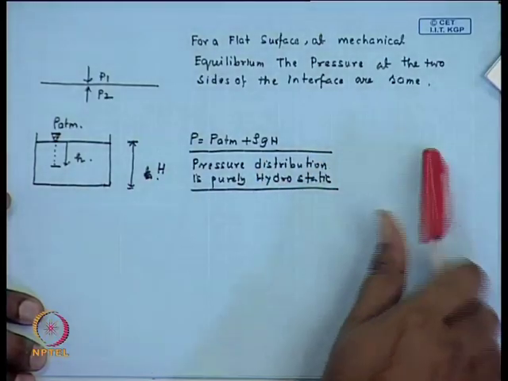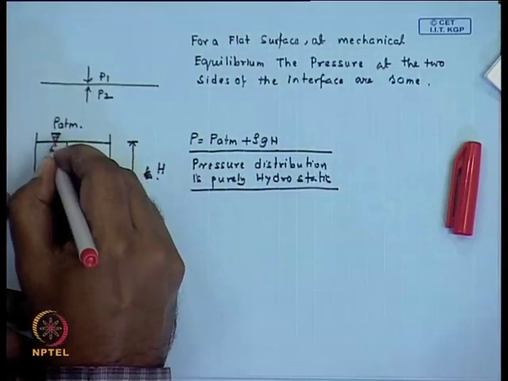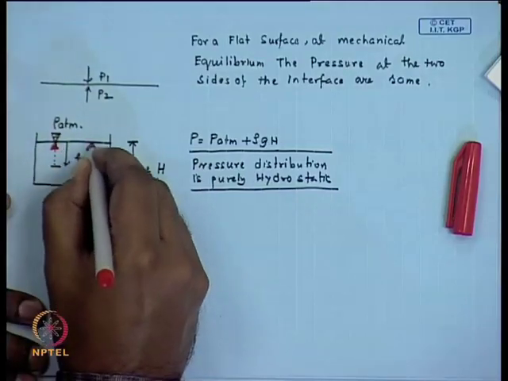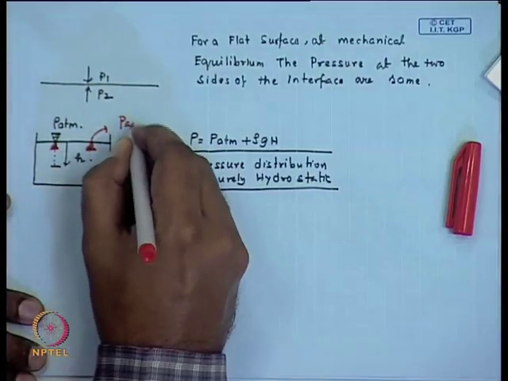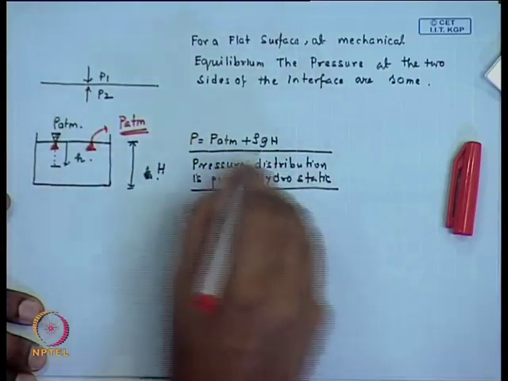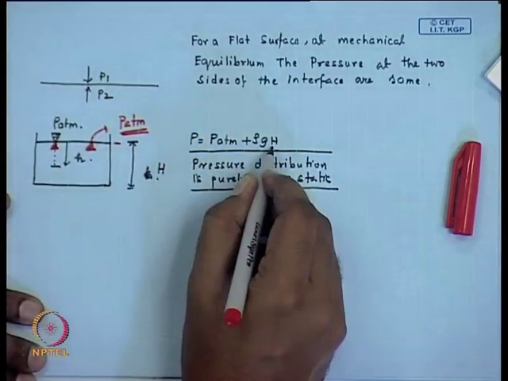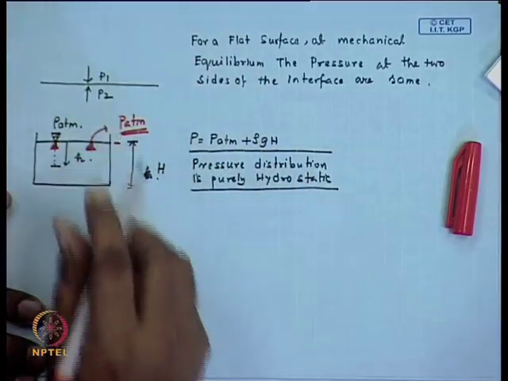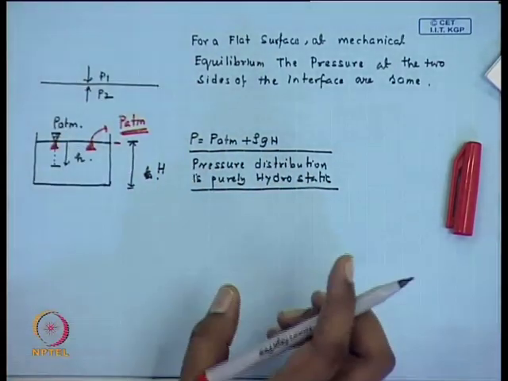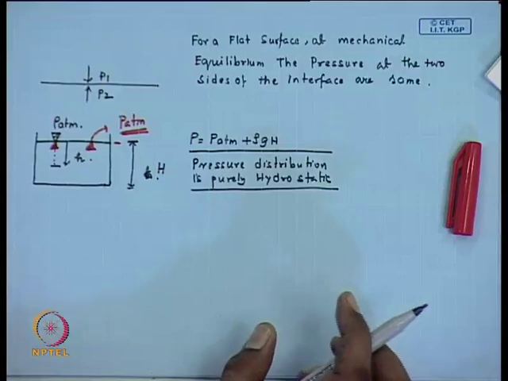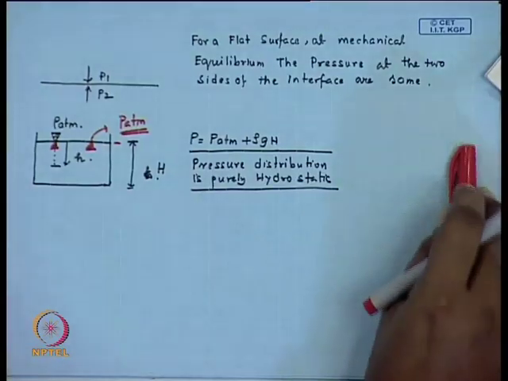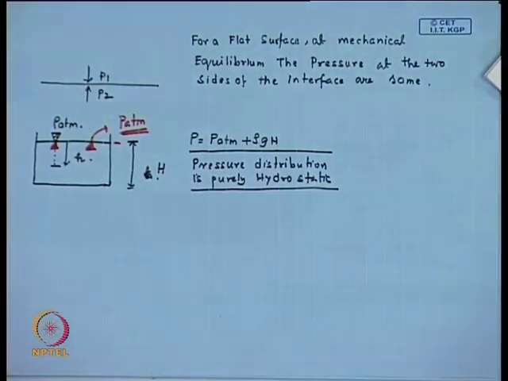I am sure this concept you all know from your basic fluid dynamics course which you have attended. So, in other words, what it means is that at the first layer of the liquid surface over here, the pressure is equal to P atmosphere, because at this line h is equal to 0. So, there is no contribution from this term. So, pressure is equal to the atmospheric pressure, or in other words what we have written here is validated. So, for a flat surface at mechanical equilibrium, the pressure at the two sides of the interface are same. Now, however, for a curved surface there is a pressure imbalance.